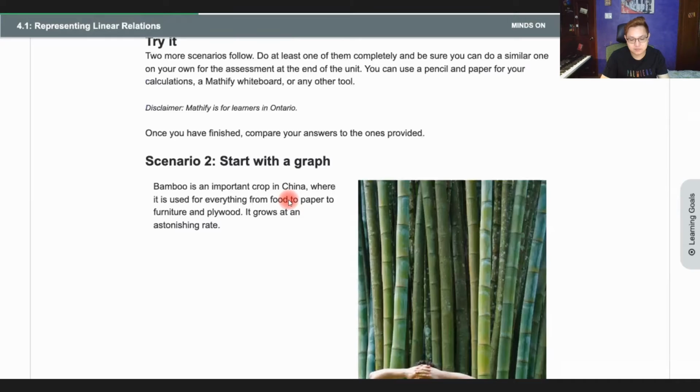Try it. Two more scenarios follow. Do at least one of them completely and be sure you can do a similar one on your own.